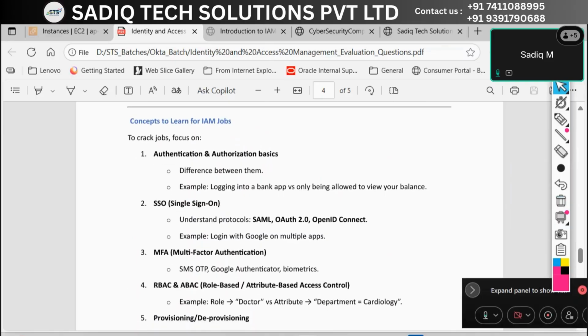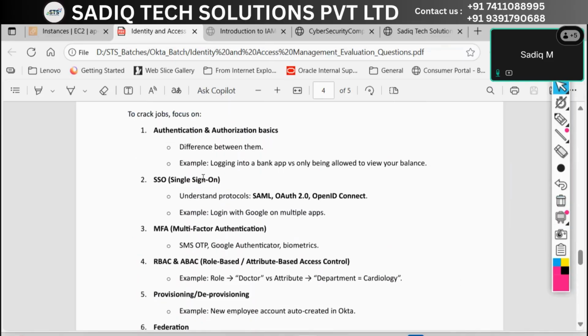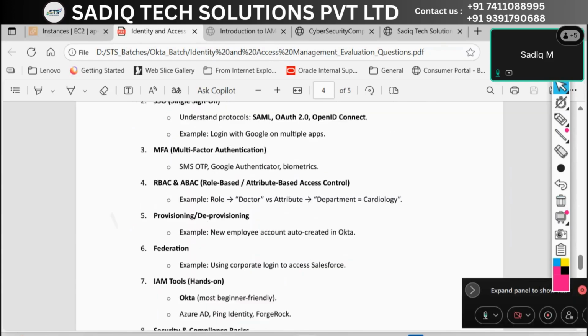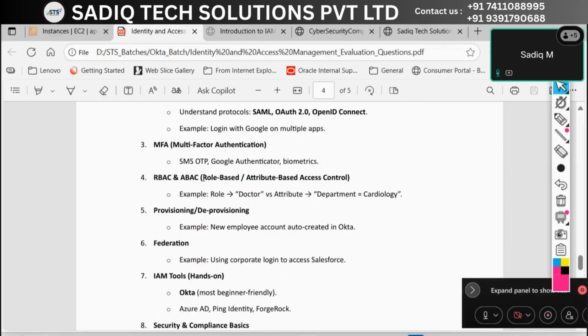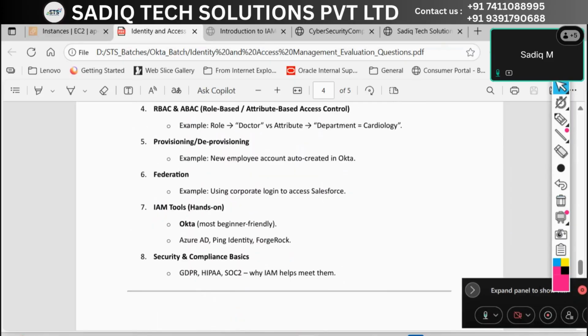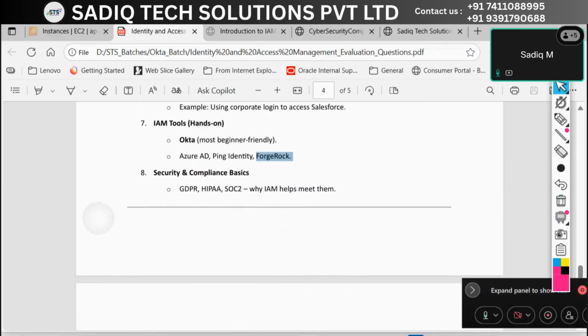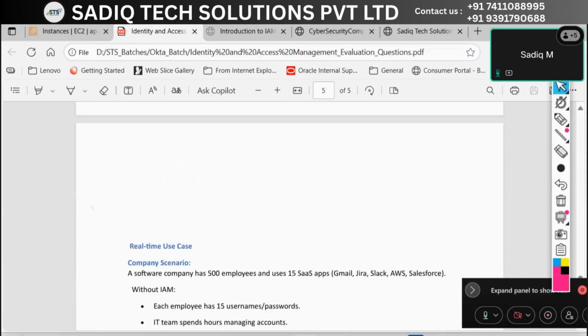Authentication and authorization basics we have to learn. SSO, MFA, role-based access, attribute-based access, provisioning, deprovisioning, and federation. IAM tools like Okta, which is most beginner friendly, Azure AD, Ping Identity, ForgeRock. These are the tools we have in the market. And security compliance basics for auditing and governance purposes.